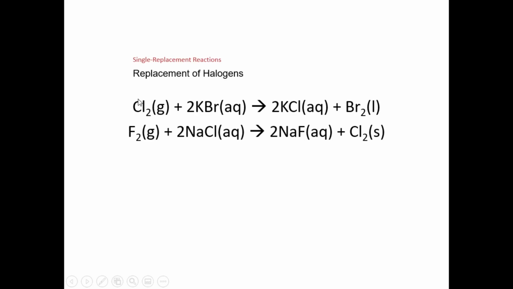Here are some examples of halogens doing the replacing. If I had chlorine gas and potassium bromide, the chlorine will come in and replace the bromine, because chlorine is a nonmetal. It wants to replace the other nonmetal. Bromine ends up by itself. If I were to take fluorine gas and react it with sodium chloride, the fluorine comes in, replaces the chlorine. Chlorine's by itself, and we get sodium fluoride.